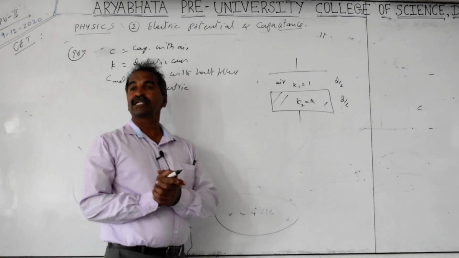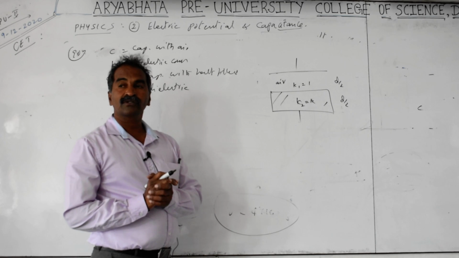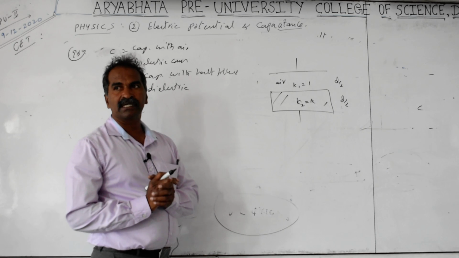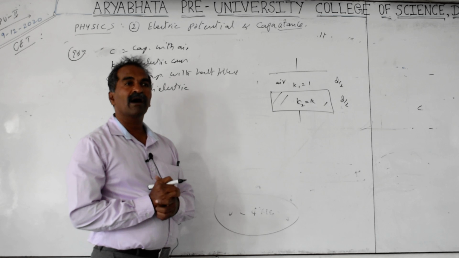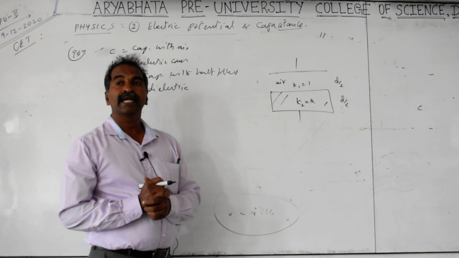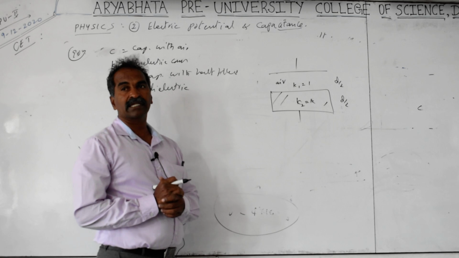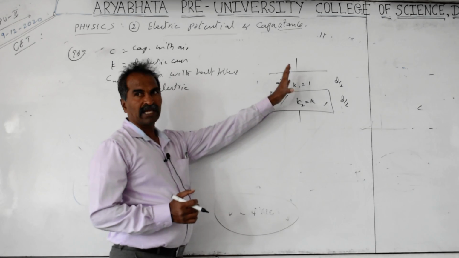What is the formula for partially filled? You can also take that formula, it does not matter, you will get the same result. The capacitance with the medium, partially filled, is epsilon naught A by (D minus T plus T by K). Like that also you can take the relation. But the other formula we have is in terms of dielectric constant.